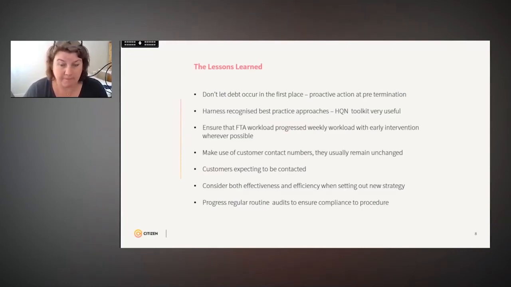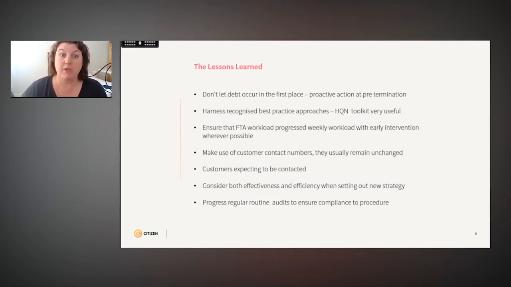Harnessing best practices. There's an HQN toolkit that we found very useful. And at the start of this journey, we kind of wanted to understand, you know, what could we be doing? And the HQN toolkit that's available on their website looks fairly lengthy when you first look at it, but we found it invaluable, really.